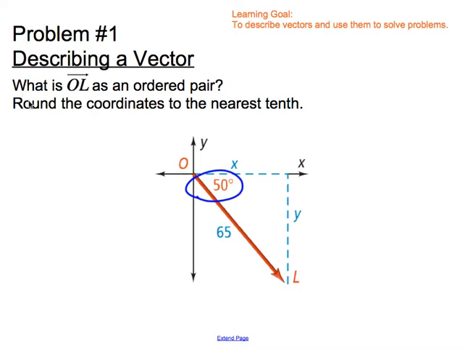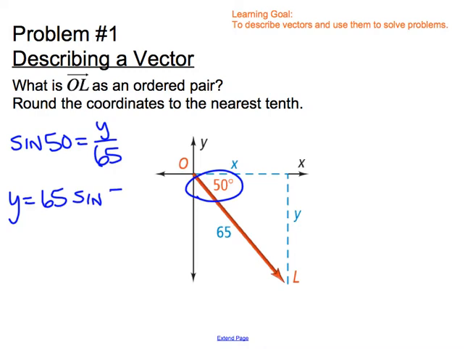So we have sine of 50. And as we remember, sine is opposite over hypotenuse, or y over 65. So to find the length of y, we say that this is 65 times the sine of 50. So we plug this into our calculator, and we find that y is about 49.8 units.